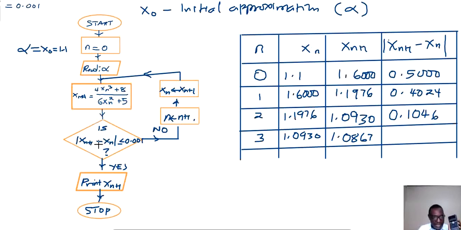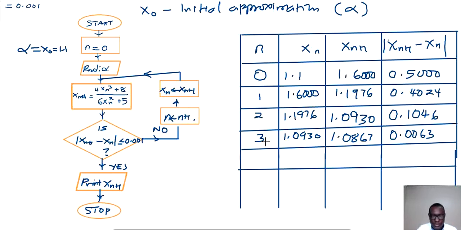We need to get the error here. That is xn plus 1 minus xn. So this value minus this value, we are getting 0.0063 in magnitude. So is 0.0063 less than 0.001? No. So we take this route again. So smaller n is going to be added by 1 to make a 4 here. And then the value of xn is going to take on this, which is 1.0867.